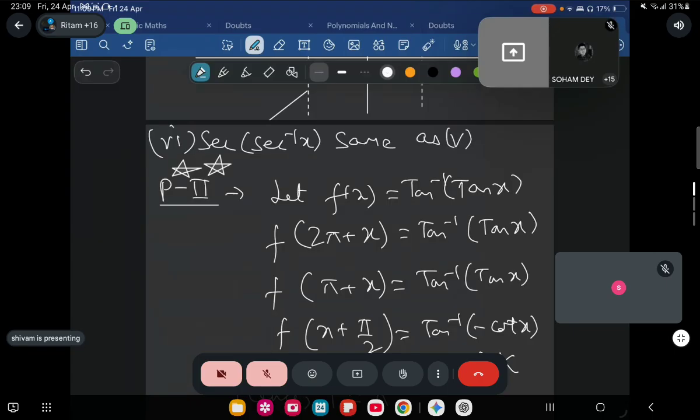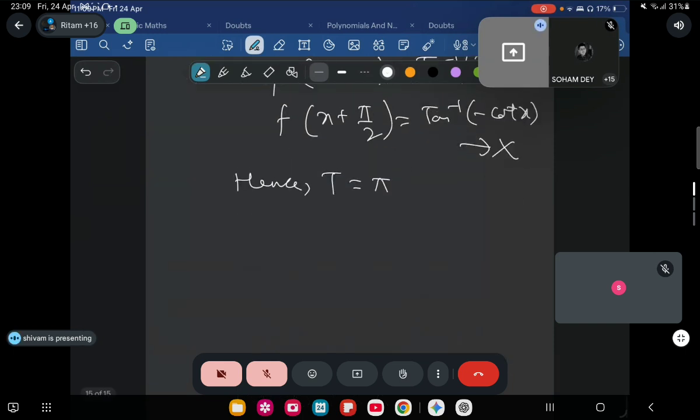Okay. Next. Time period is equal to pi. That means whatever graph you draw in pi length, the same graph you draw on the next pi length, and it keeps on going as the function is periodic. Let us see how the functional rule will look like.